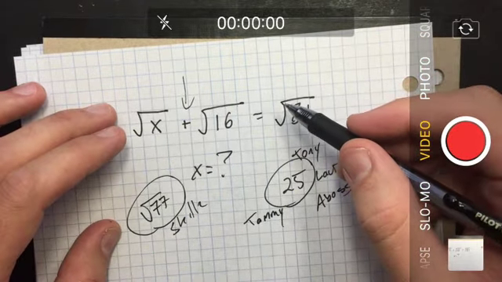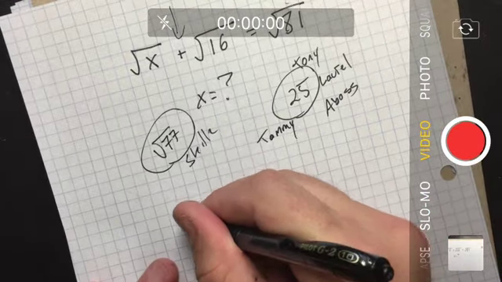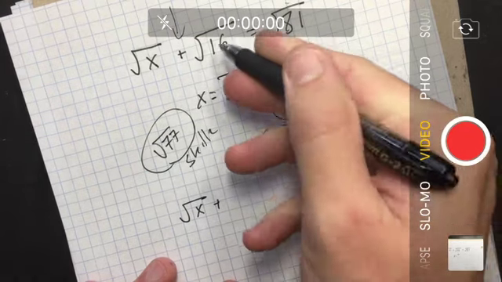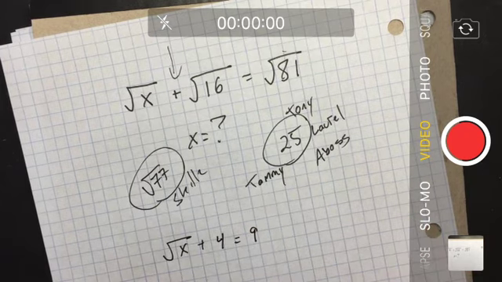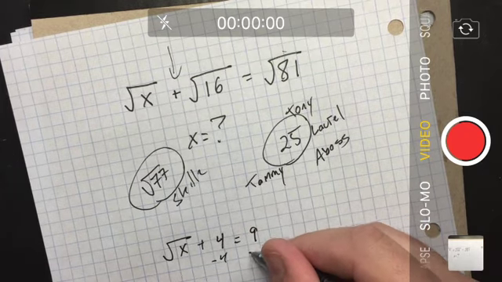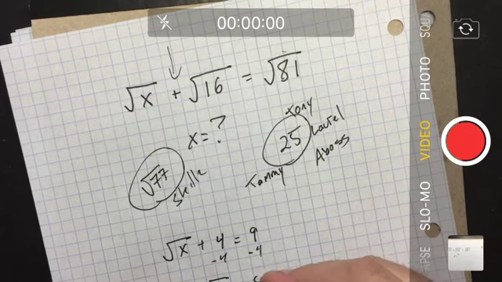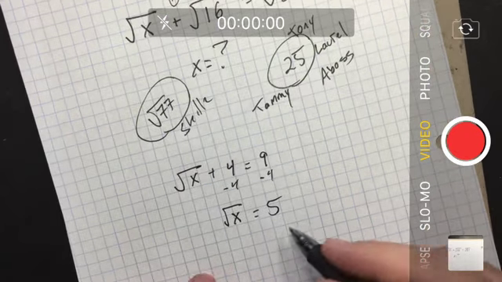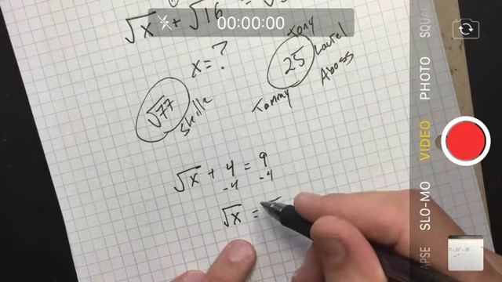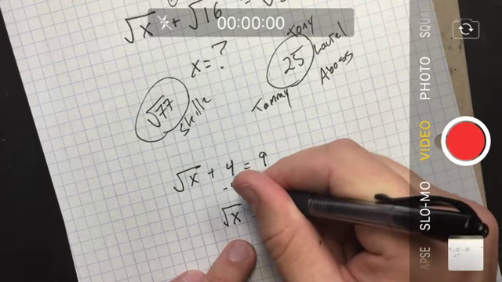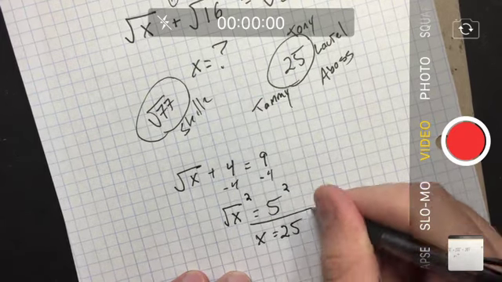But what we can do is start simplifying the problem. Because if it's the square root of x, what is the square root of 16? 4. Square root of 81? 9. So now we can subtract 4 from each side, and we have the square root of x equals 5. From here, like I said earlier, the opposite function of a square root is to square it. So we're going to square each side. X equals 25. Bang.